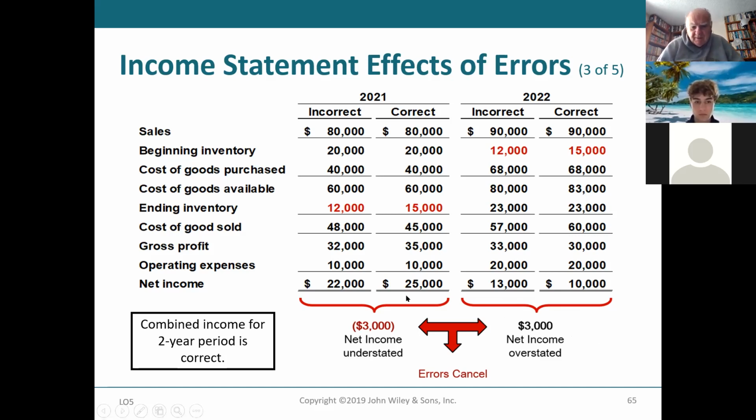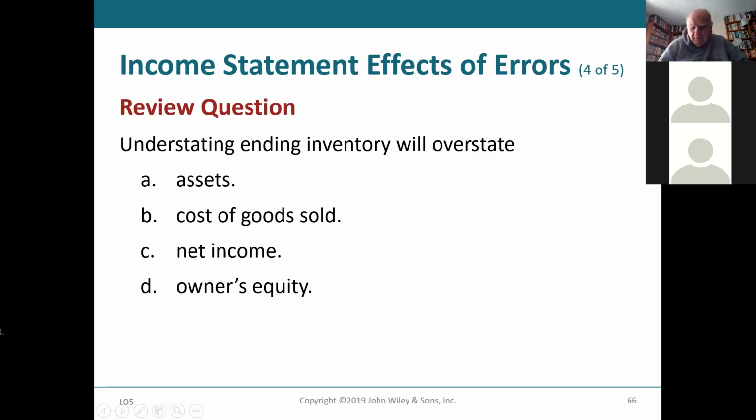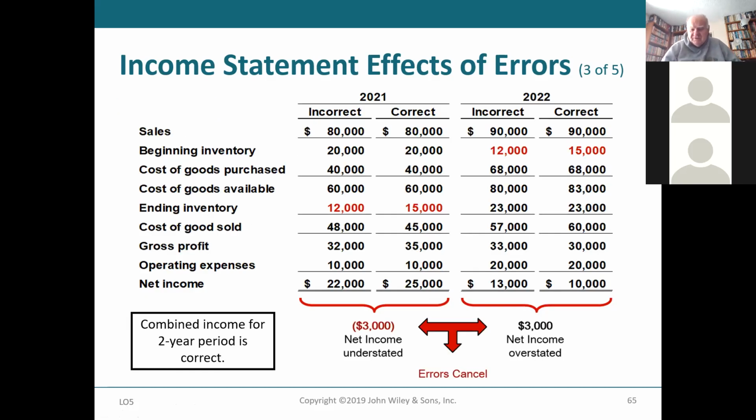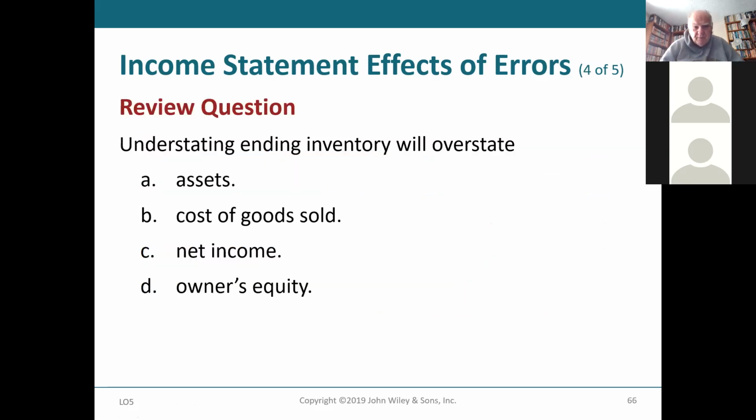But look at the mistake they made here. They understated the inventory count. They counted too low. As a result, this $3,000 error leaves them with a net income of only 22. And then you're stuck with the bad beginning inventory coming over to the next year. So they're going to be off by the 3,000 the other way. So instead of having 25 and 10, you got 22 and 13. And you can imagine this could have a very bad effect on the business decisions. Understating ending inventory will overstate your cost of goods sold.